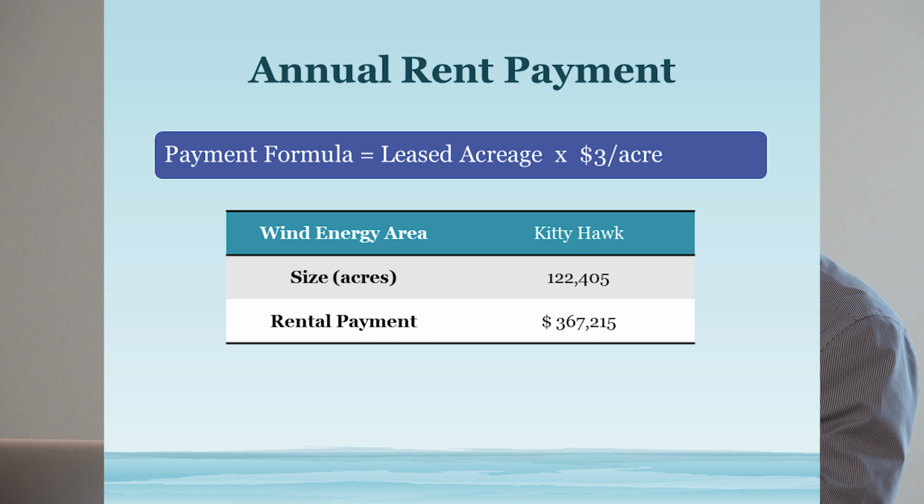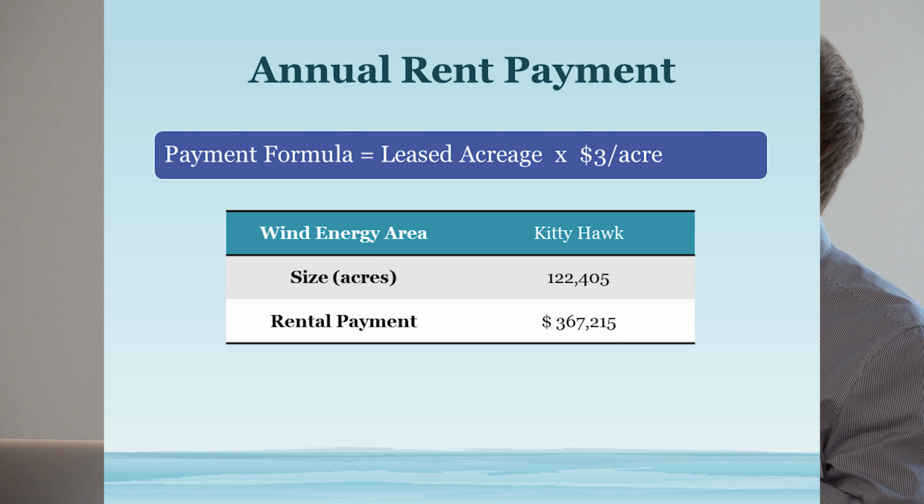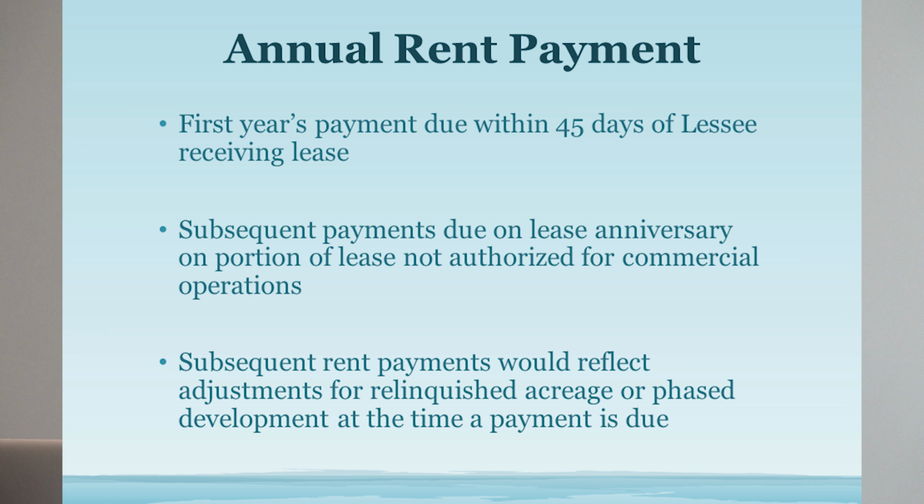Beginning first with the annual rental payment, BOEM uses an annual rental rate of $3 per acre, and we've identified the proposed lease area of Kitty Hawk as 122,405 acres. The simple math, multiplying that acreage by the rental rate of $3 per acre, gives us a rental payment of about $367,000. The first rental payment will be due within 45 days of the lessee receiving the lease, and subsequent rental payments will be made on the lease anniversary.